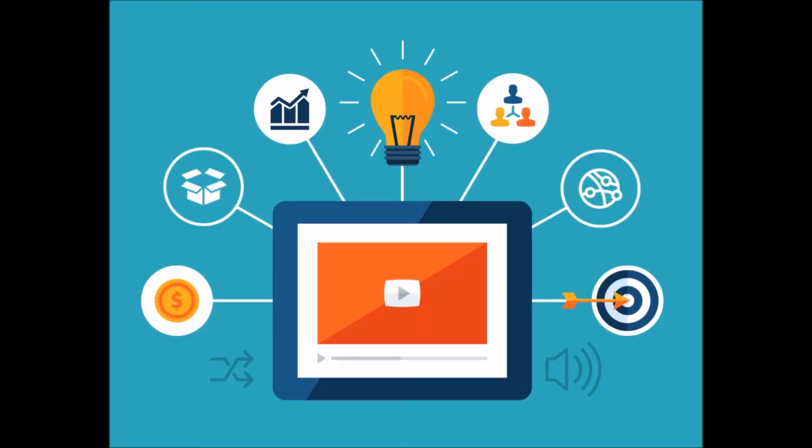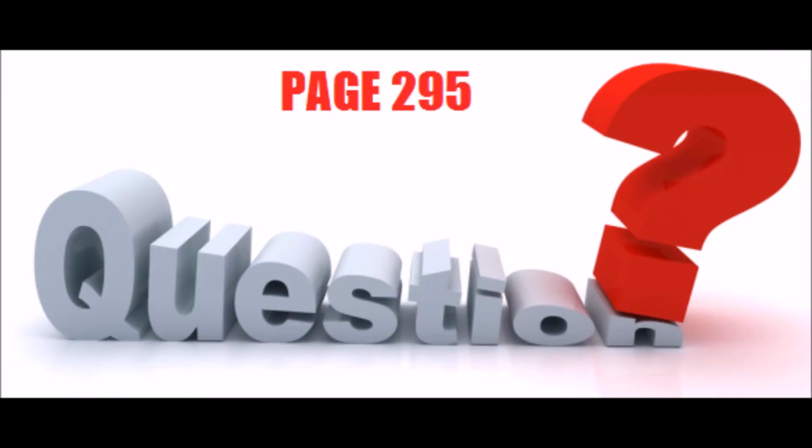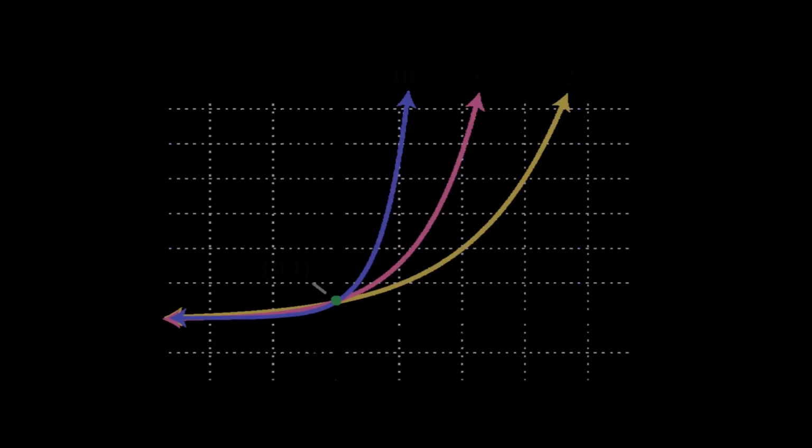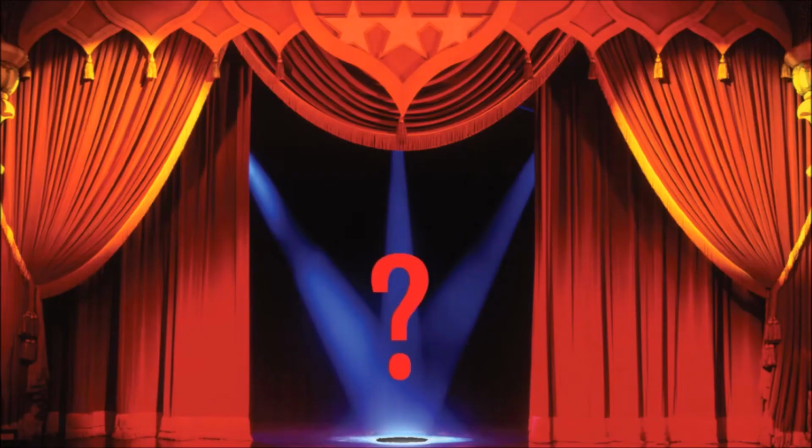The purpose of this video is to provide a step-by-step guide on how to solve the following question on page 295 of the textbook. This question comes from Unit 5, which concerns exponential functions, logarithmic functions, and the rate of change. Without further ado, here is the question.